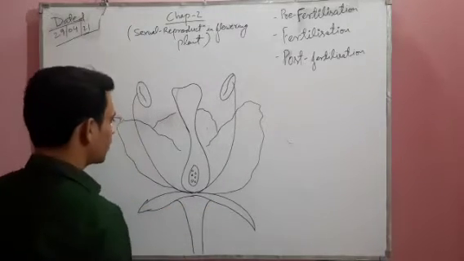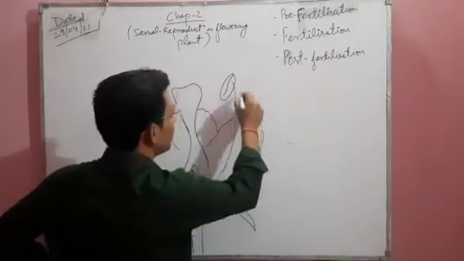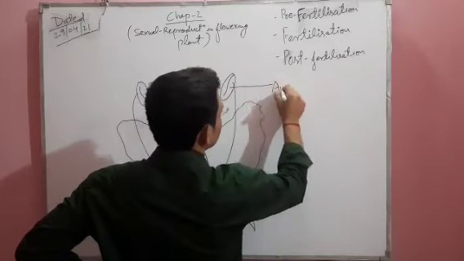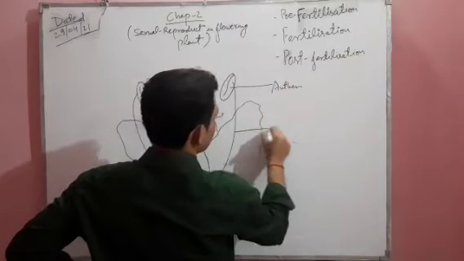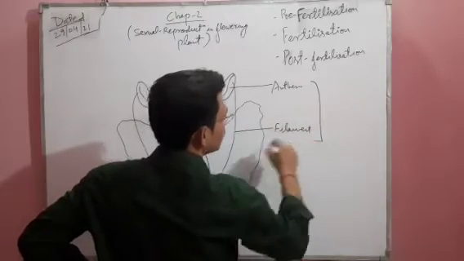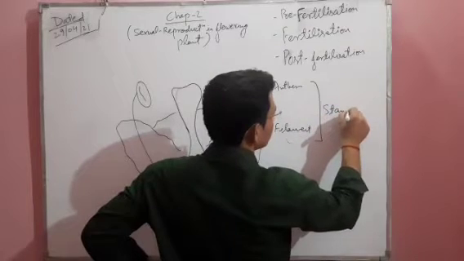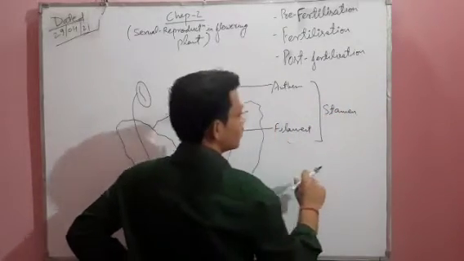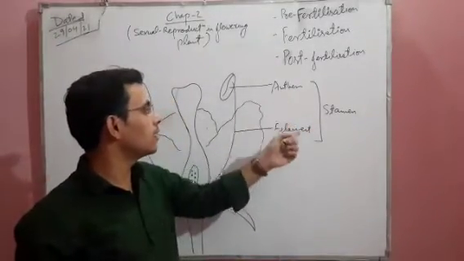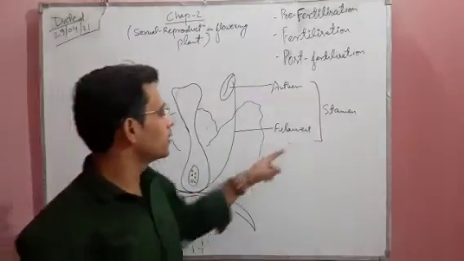We will see the different parts of the flower. As I said, this is the male part: this is called the anther, and this is called the filament. Both together make the stamen. It is a single stamen, that means a stamen consists of a single anther and a filament which attaches to the end of the ovary part.